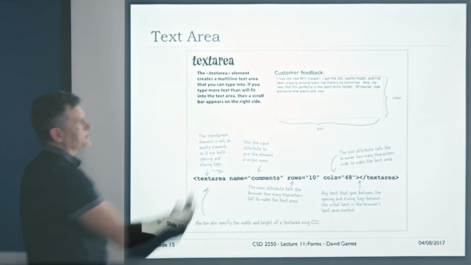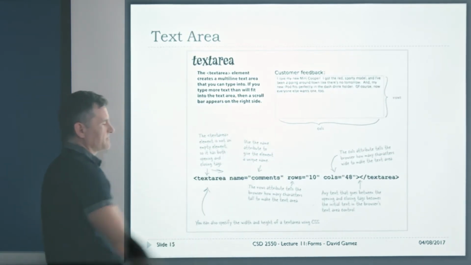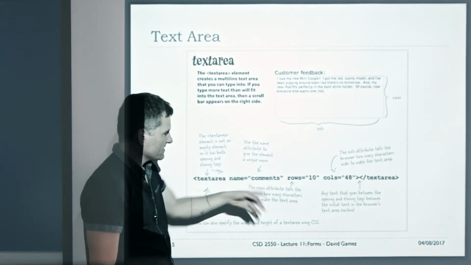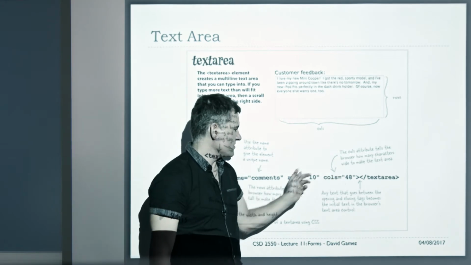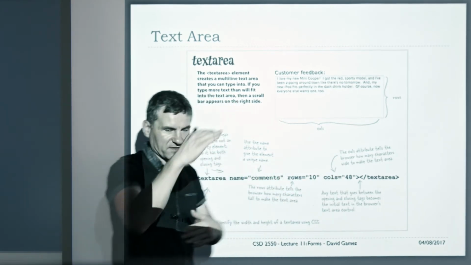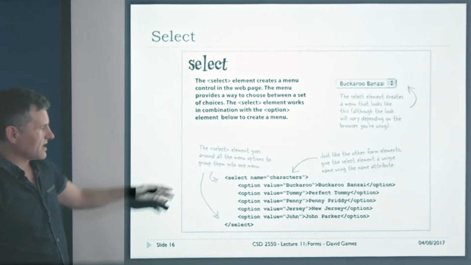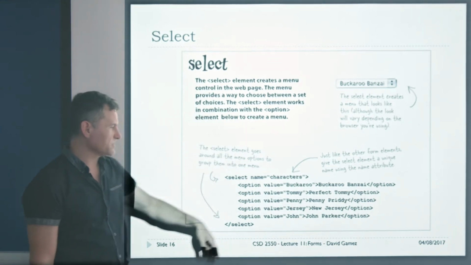Text area is useful if you want to have lots of text from the user on multiple lines. So here, again, we're giving it a name. But here we can specify the rows and cols attributes to specify the width and the height of the text area. And select, this is for selecting a specific option.